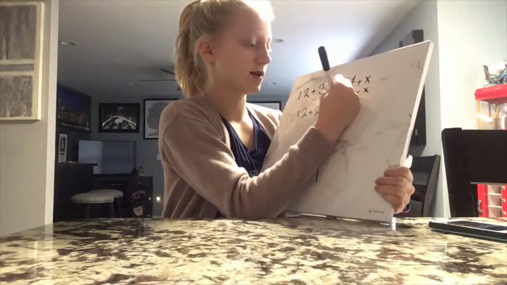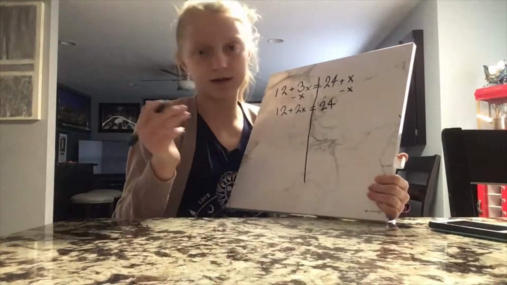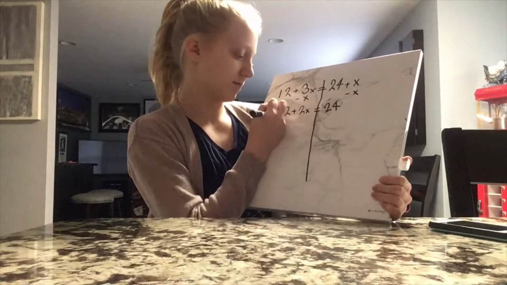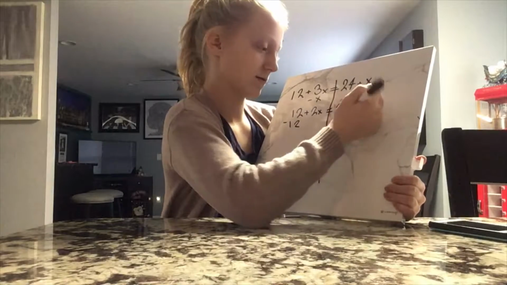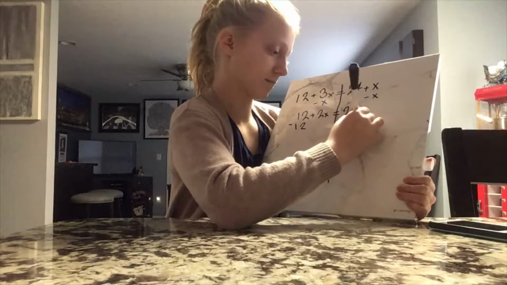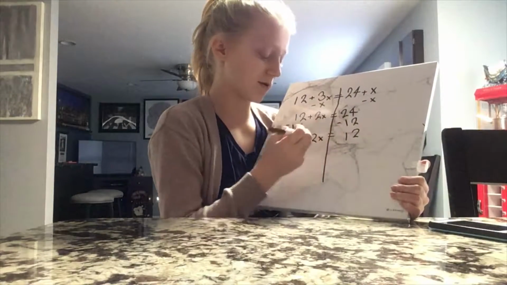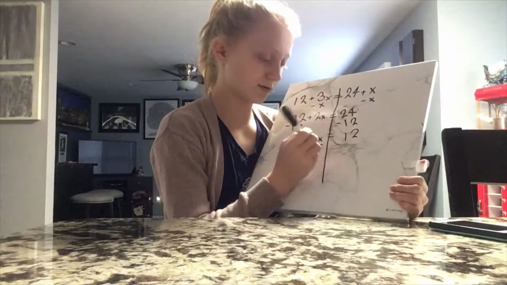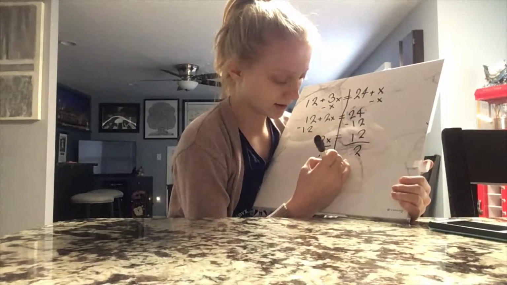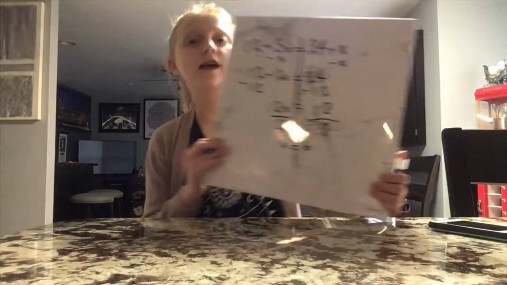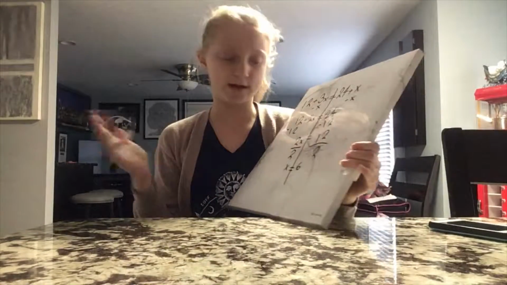Now you're going to just go along like you would with a normal problem. Now you're going to do minus 12. And that would be 12 on this side. And then 2x. And then we would do 2 divided by 2, which cancels out the 2, which brings us just to x. 12 divided by 2 would be 6 equals x. So it's pretty simple. Now that we have done the problem, we're going to move to more advanced problems.